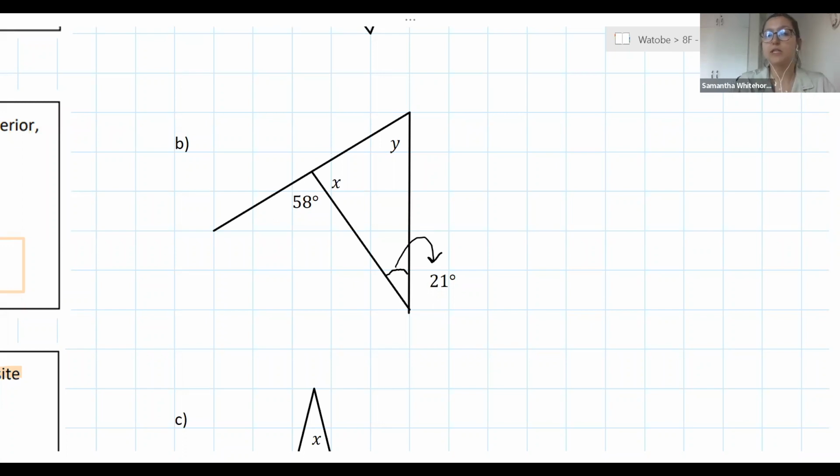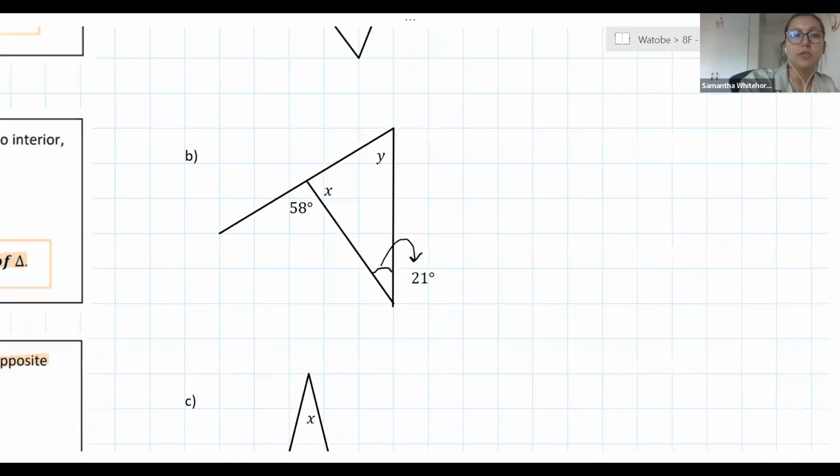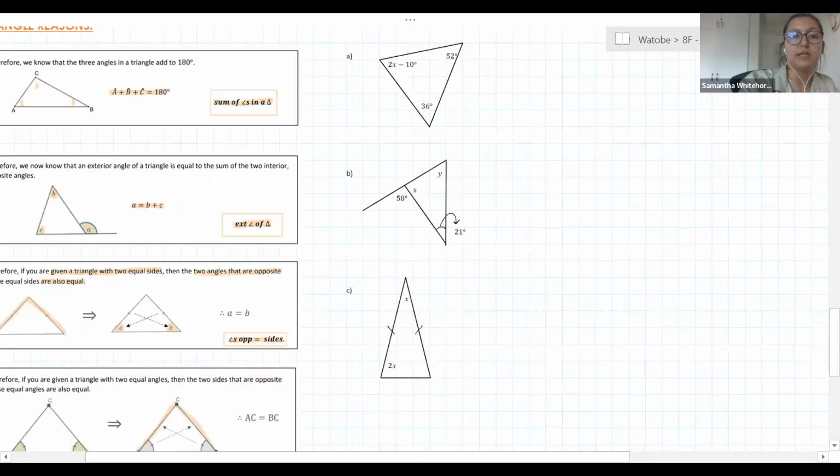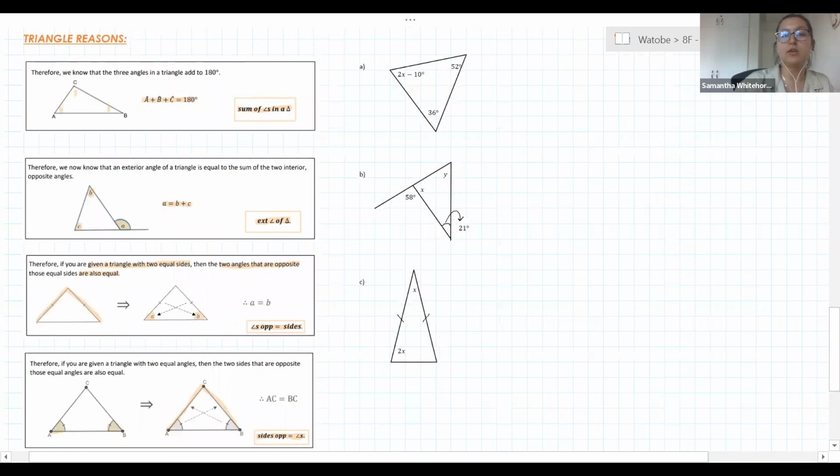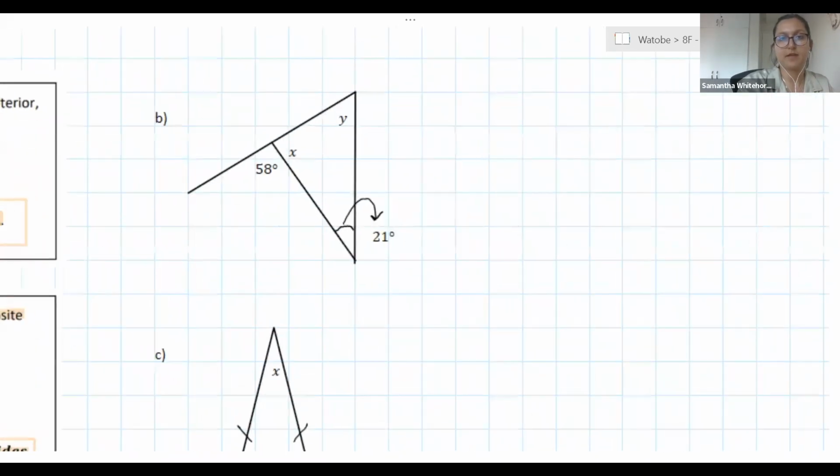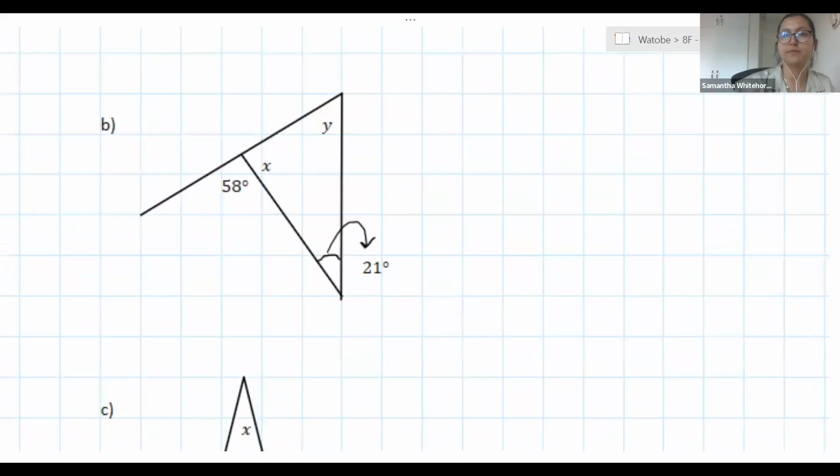Does anyone want to give me a suggestion for how I can find X or Y? Sorry, guys, in case you want to screenshot those reasons, there you go. And you can still see question B, so have a think, how can I find X or Y? You can start wherever you want. Okay, who's going to give me a suggestion?